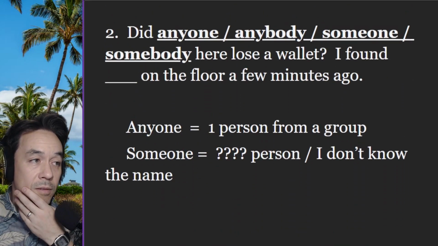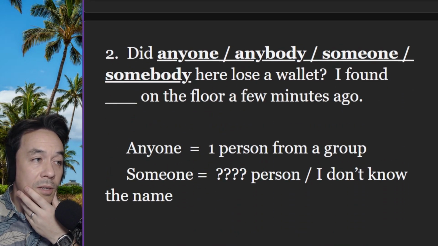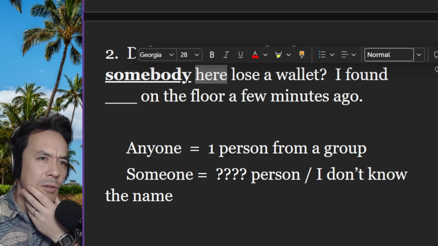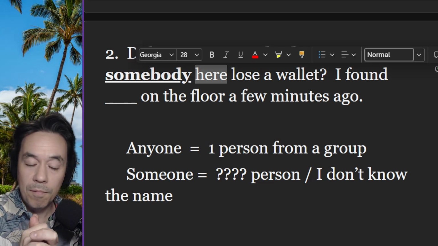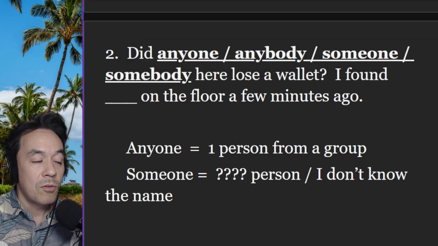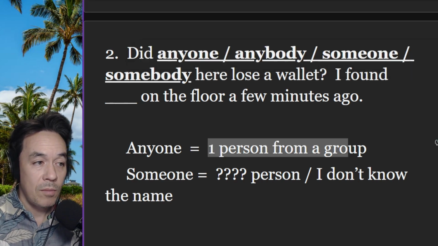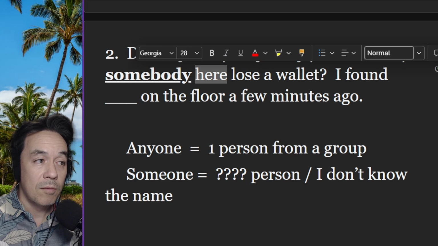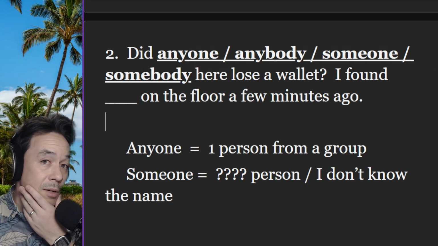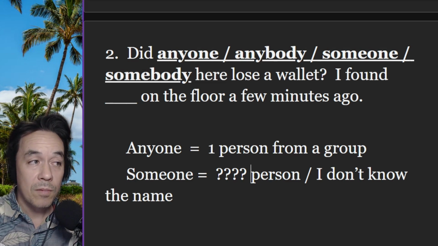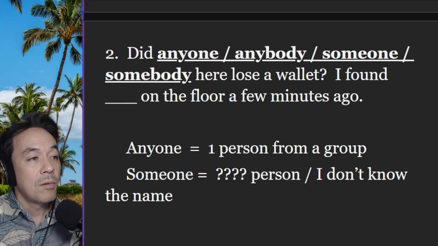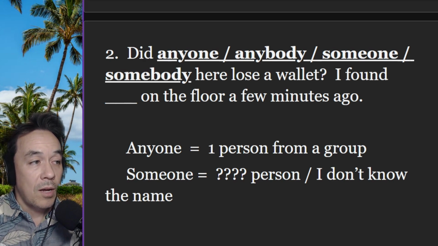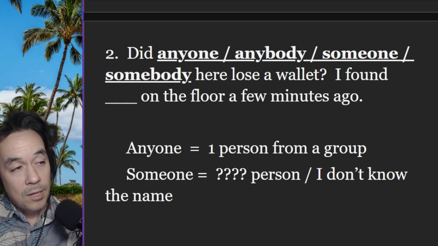In this case, somebody here, maybe at a party or some place with other people. I don't know the people. So a person in this group here in this place, or someone, maybe I don't know your name, someone. So in this case, it's either one. So, anyone find wallets? Here, there's a wallet. I found blah blah on the floor a few minutes ago.